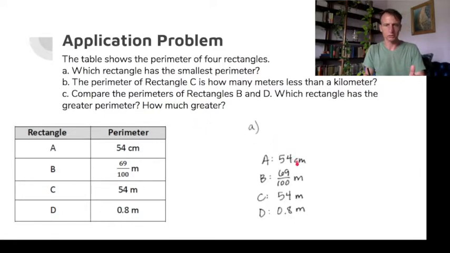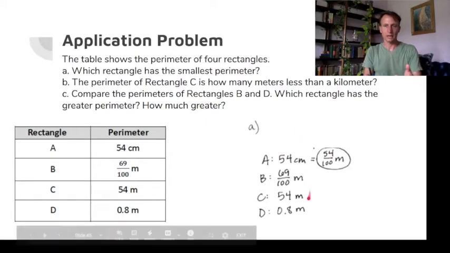So just rewriting them here, no change. 54 centimeters is what fraction of a meter? Well, picture a meter stick, and there's 100 centimeters there, so 54 is 54 out of 100. 54 hundredths meter. Okay, see, so I just put it into hundredths of a meter. This one already is in that form.